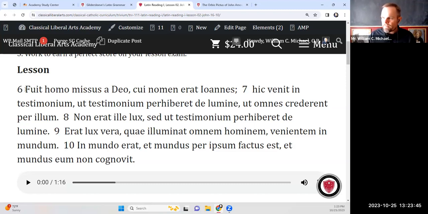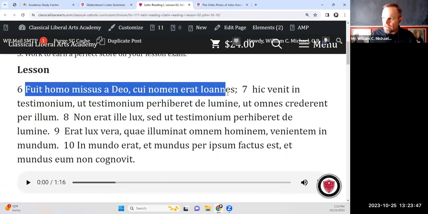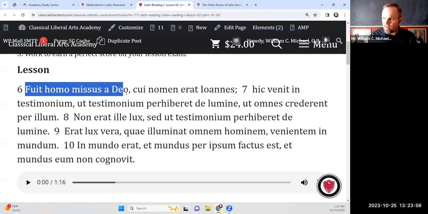Verse 6. Don't type anything until I ask for it. I want to make sure you hear the reading, get pronunciation figured out, and then we'll talk about the vocab and the grammar. Verse 6, first phrase here. Fuit, notice it's 2 syllables. It's not a diphthong. Fuit, 2 syllables. Fuit homo missus a Deo. Fuit homo missus a Deo.